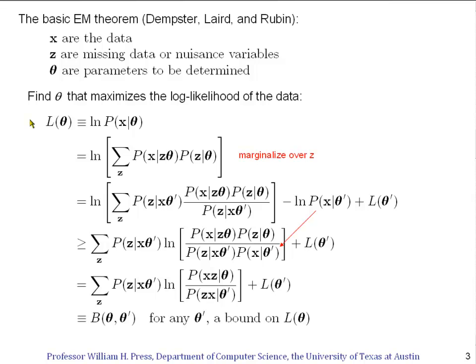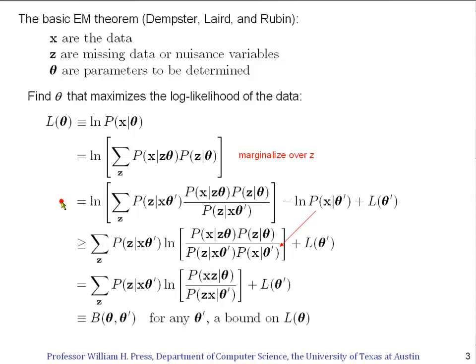So we start with this function L of theta that we want to maximize, and it's defined as being the log of the probability of the data given the parameters theta. And we want to maximize that over theta to find the maximum likelihood parameters. First step, rewrite this marginalized over the missing data z. That is to say, we sum over all possibilities of the missing data, probability of x given now z and theta times the probability of z given theta. So this is an equality just by the laws of probability.